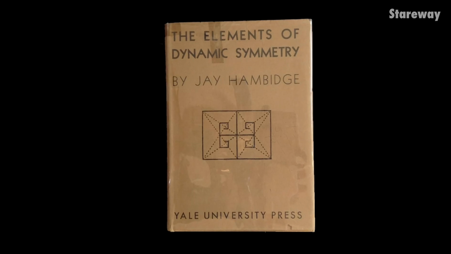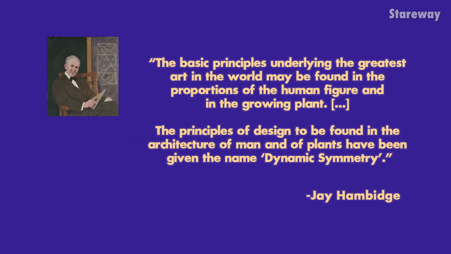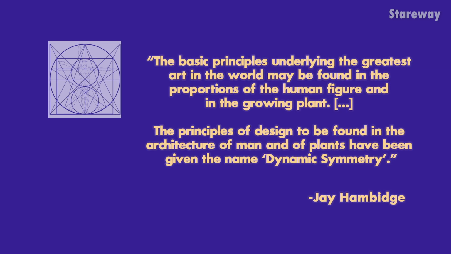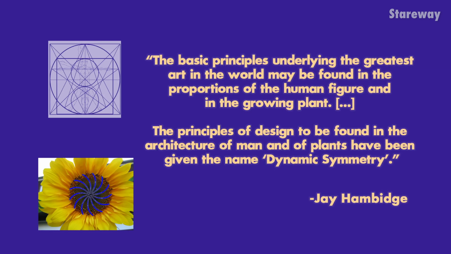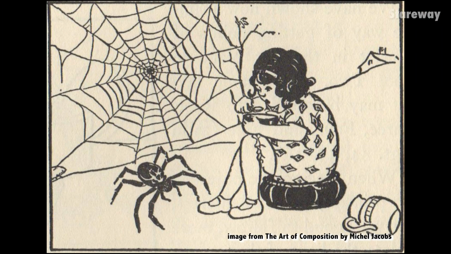In his book, The Elements of Dynamic Symmetry, Hambidge tells us, the basic principles underlying the greatest art in the world may be found in the proportions of the human figure and in the growing plant. The principles of design to be found in the architecture of man and of plants have been given the name dynamic symmetry. The whole point of this is to induce the satisfying sensation of symmetry in an audience, even when the elements portrayed in the image do not mirror each other.